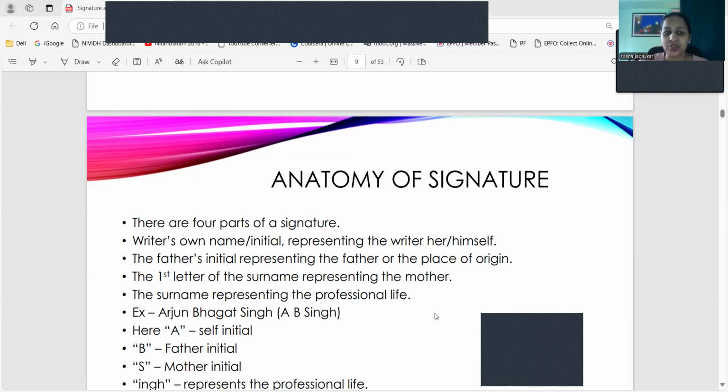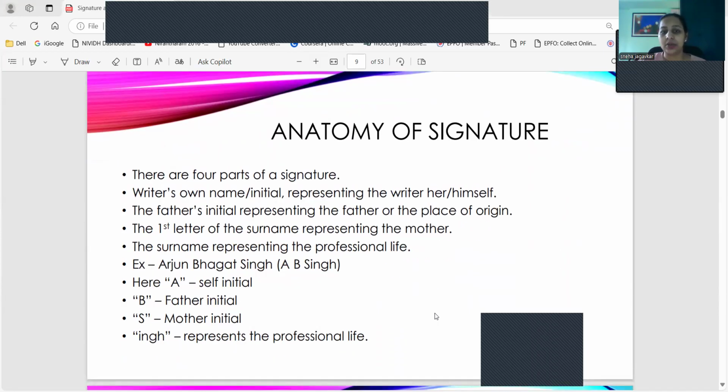Now, anatomy of signature. Let's divide it. We are now going to divide the signature. Any signature has four different parts. The first part is the self initial, the person's initial. The second part is the father's initial. The third part is the mother's initial, and the fourth part is the professional part of the signature, or the person's profession is seen from the fourth part.